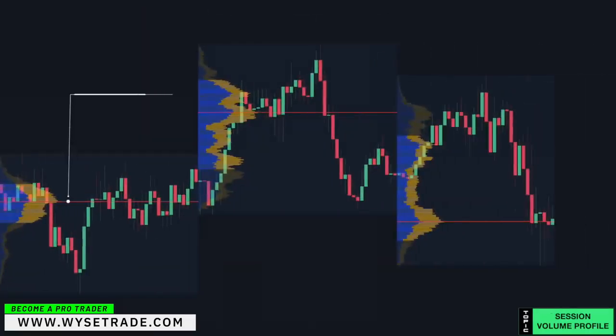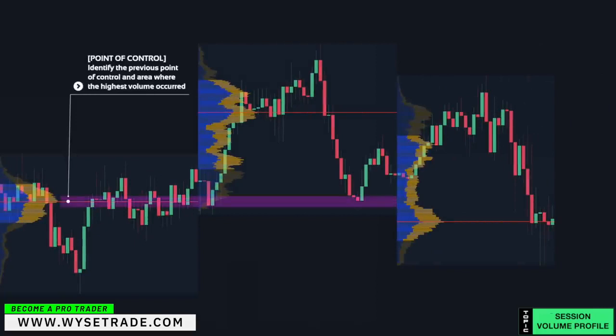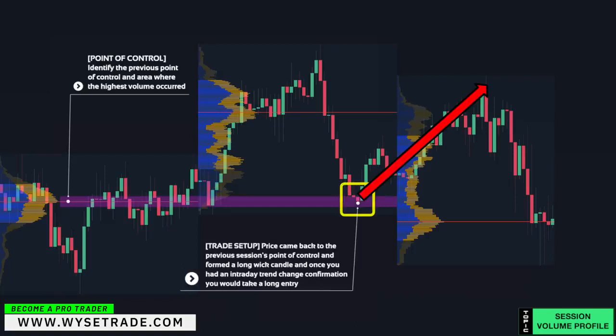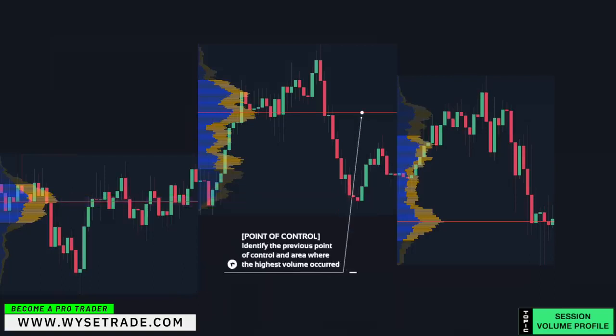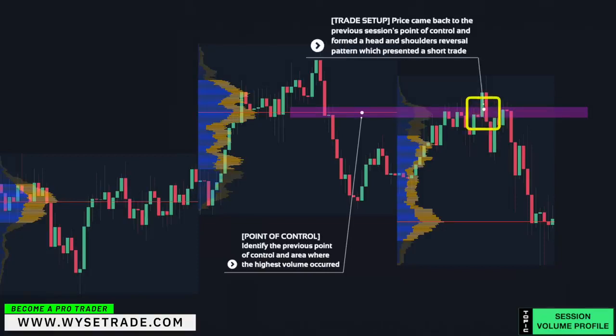This point of control and high volume area gives you a key zone for your next trading session. It then presented a killer long trade setup here. Then, this point of control and high volume area gives you a key zone for your next trading session. It then presented a great short trade setup here through the head and shoulders reversal pattern.